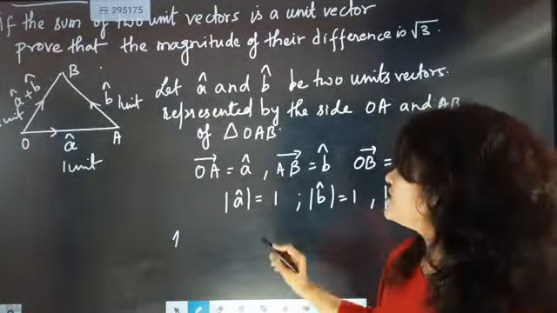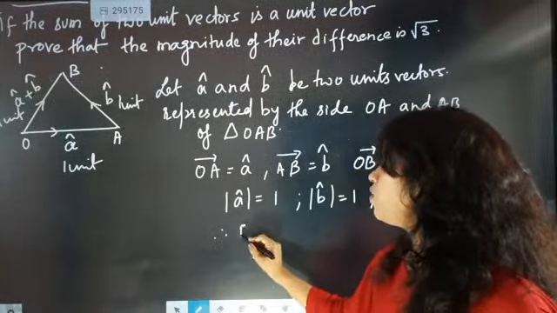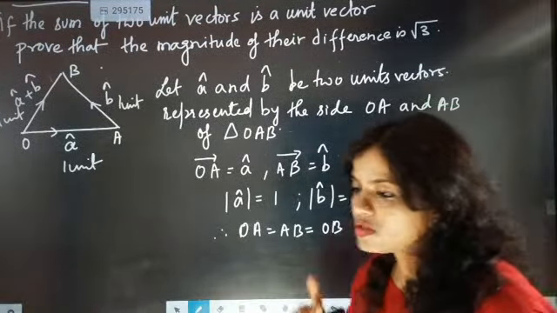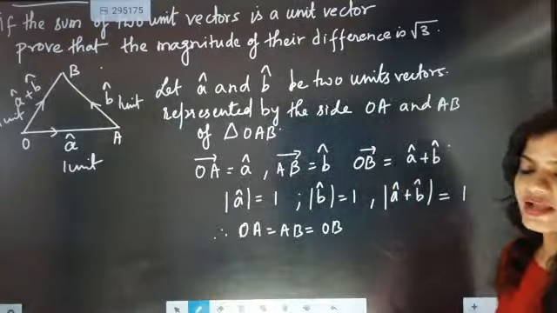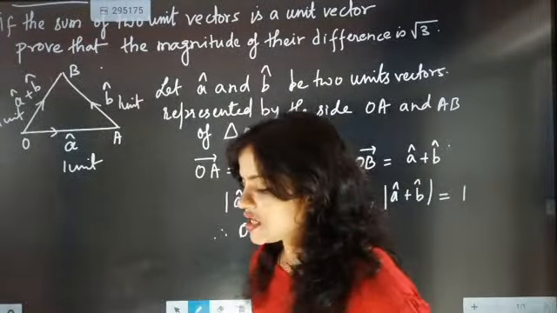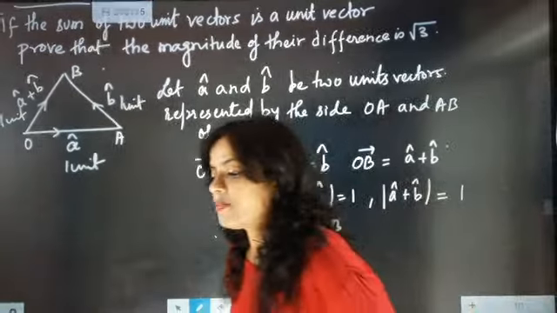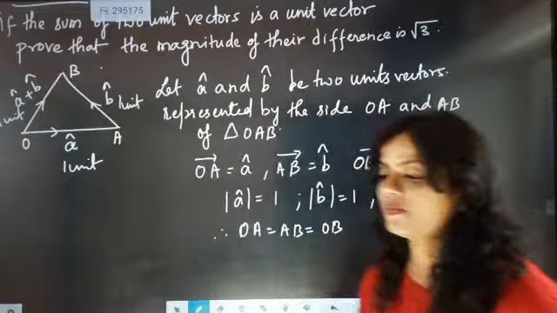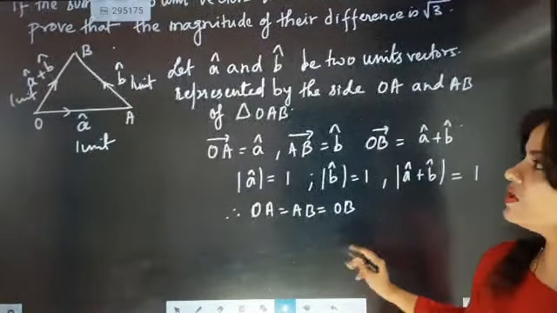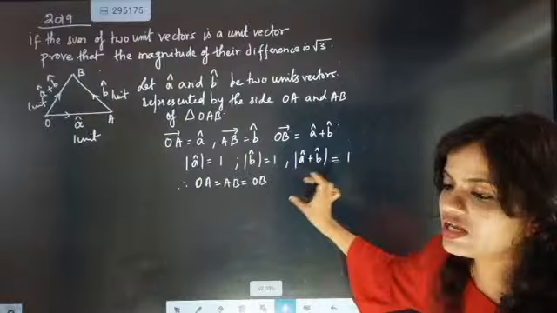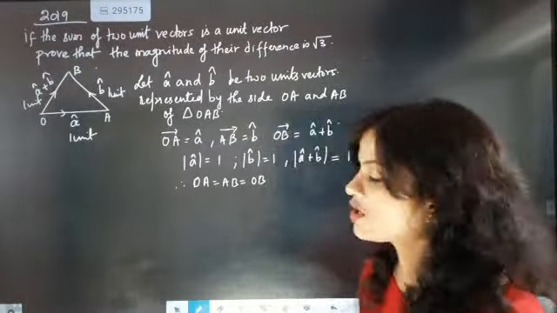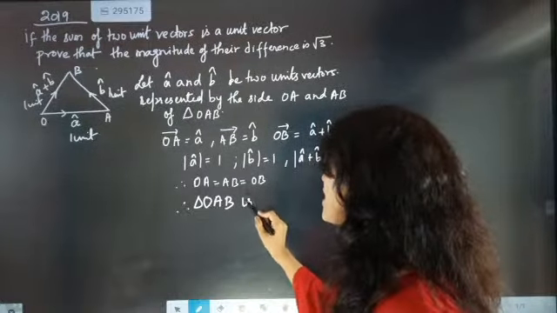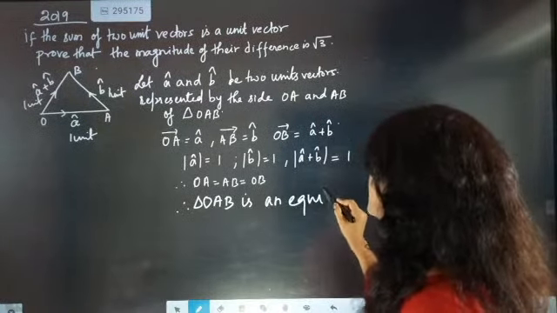So when all three sides are equal, OA equals AB equals OB, which type of triangle are we talking about? Come on, quickly tell me. When all three sides are equal, we are talking about an equilateral triangle. Therefore, triangle OAB is an equilateral triangle.